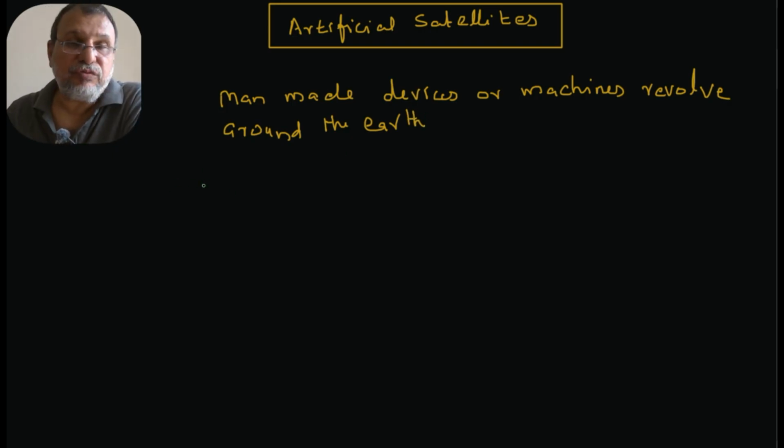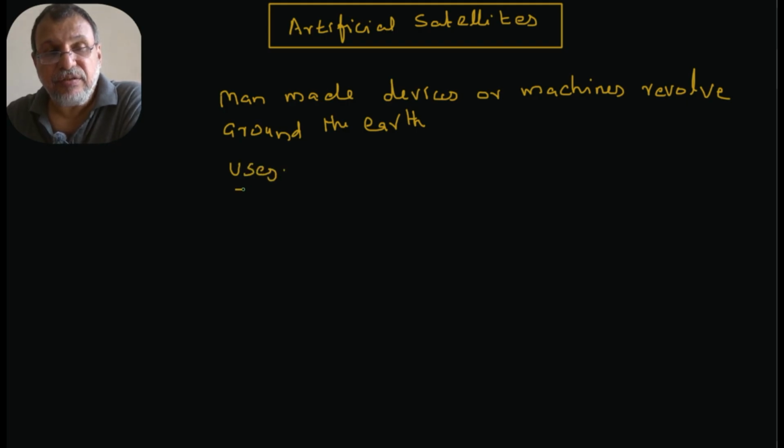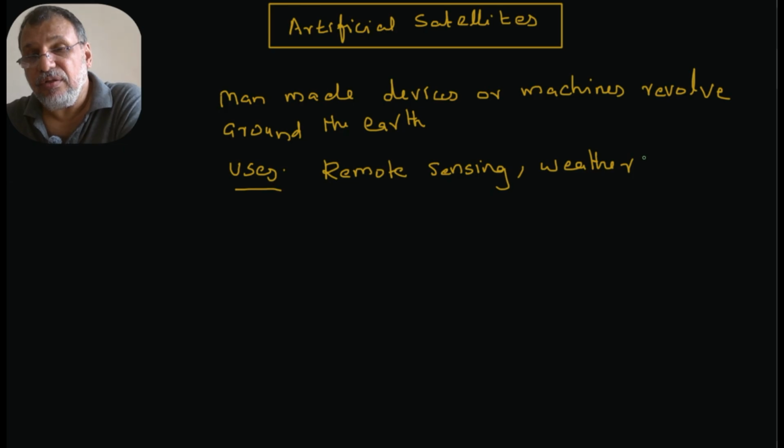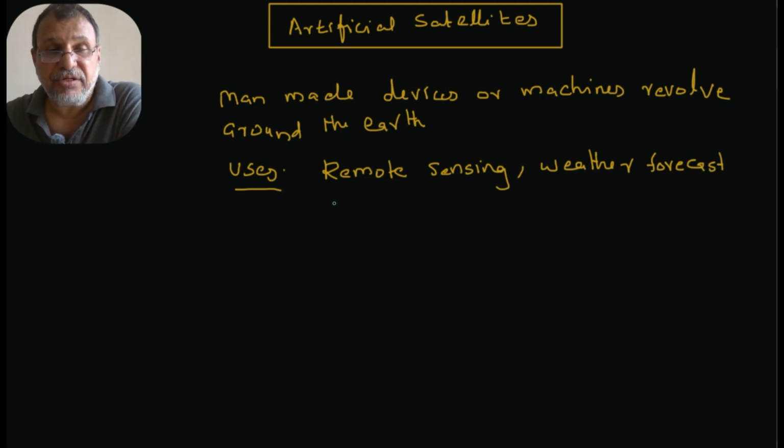Now, artificial satellites are used for different things. Uses in general: remote sensing, that is to study the surface of Earth or the clouds, weather forecasting, or communication.